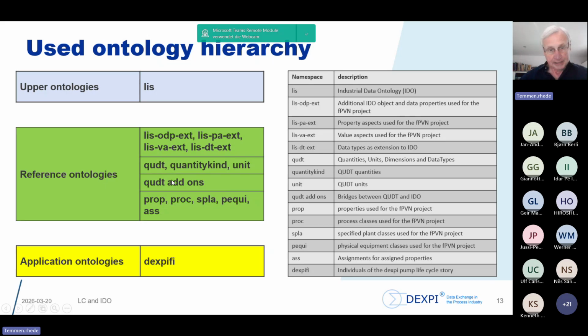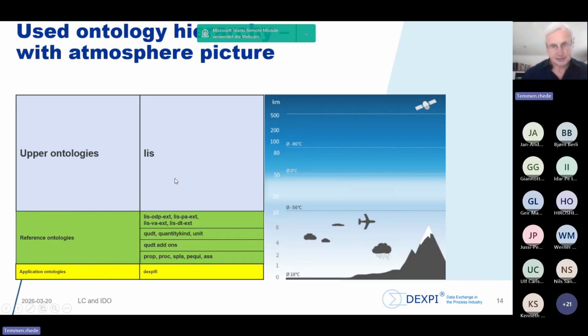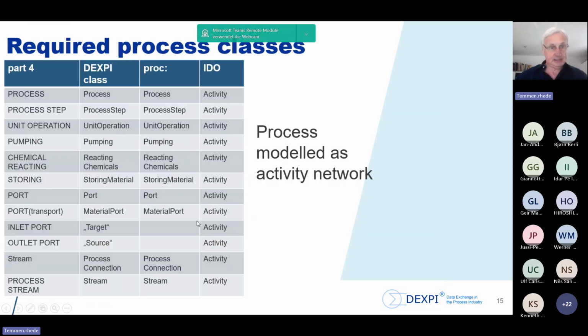Here we have them, and that is a huge work which we have done, most of that done by Andreas Neumann. And we can show them perhaps in that way if we have the whole atmosphere and the height from 0 to 500. The upper ontology is perhaps from 10 kilometers to the space, and we need reference ontologies to bridge from 1 kilometer to 10 kilometers. And let's say that is a picture that we can bridge from DEXPI to LIS with some additional definitions, and we use them. And I will show now some details.